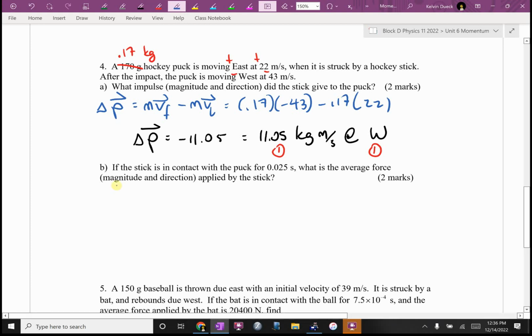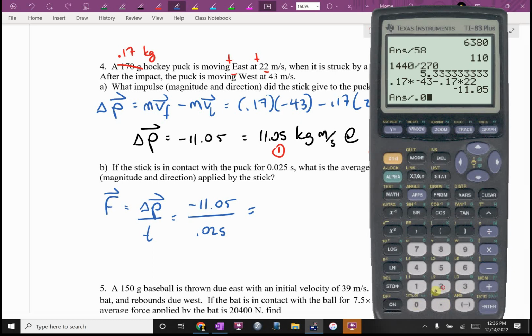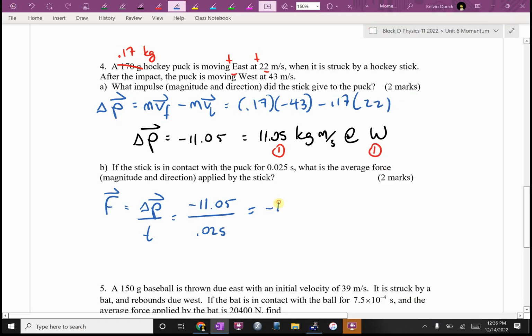I said I can find force from impulse by going delta P, impulse, over time. If I use my negative 11.05 divided by 0.025, not 225, just 0.025, I get negative 442. Now I'll report that with a direction. 442 newtons at which way? I hope not north.